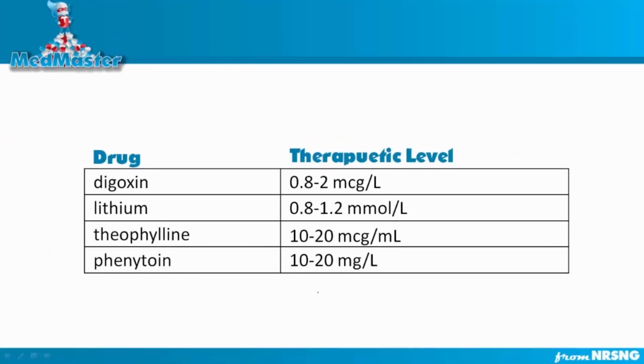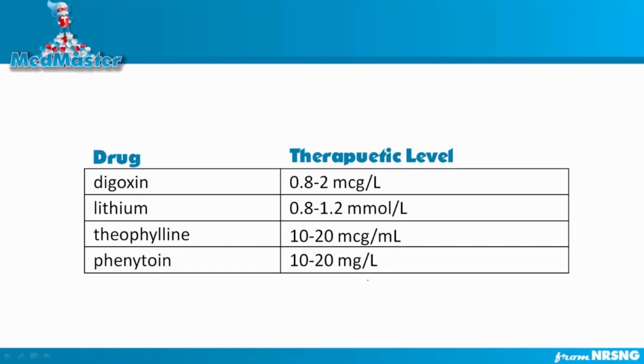So the drugs that you need to know for NCLEX and their therapeutic levels are digoxin, lithium, theophylline, and phenytoin. And most important are going to be these first three: digoxin, lithium, and theophylline. And a lot of times phenytoin is going to be tested as well. So with digoxin, our therapeutic level is going to be 0.8 to 2 micrograms per liter. Okay. Lithium, 0.8 to 1.2 millimoles per liter. Theophylline, 10 to 20 micrograms per milliliter. And phenytoin, 10 to 20 milligrams per liter.